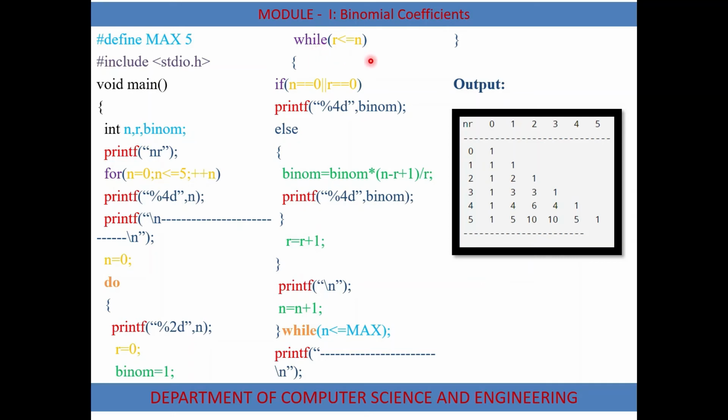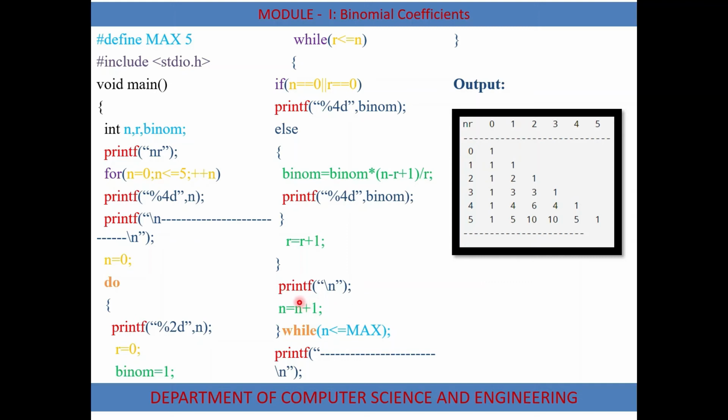Now here the condition fails, the control comes to this statement, that is printf \n. Previously we have printed two values, 0 and 1. Now printf \n is nothing but the control will jump to the next line. It comes here. What we have next is n equal to n plus 1. Increment the value of n by 1.